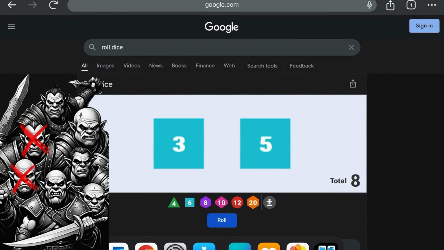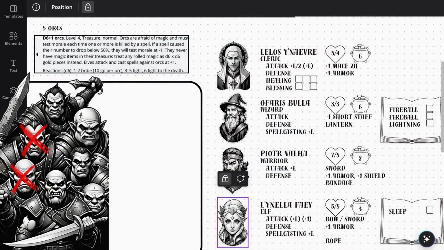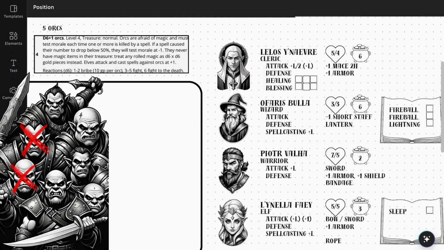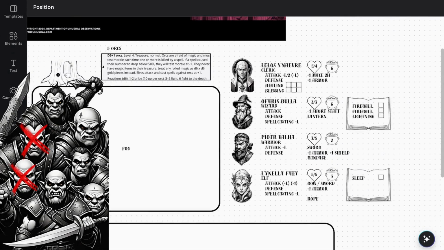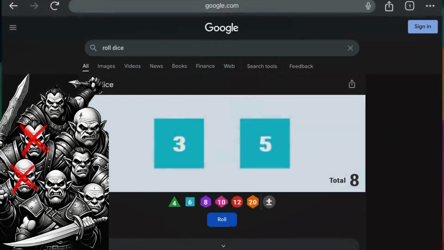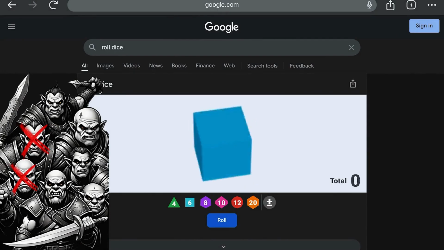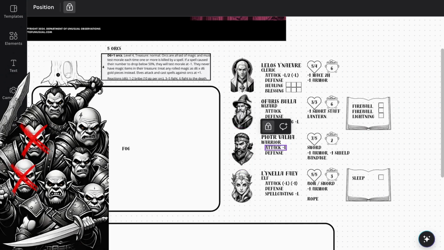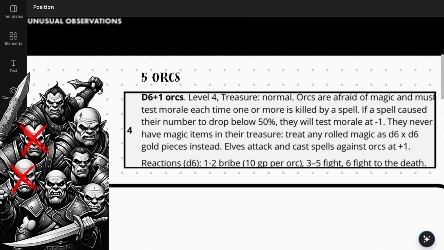3 for Piotr and 5 for Linella, so 5 plus 1 armor, it's enough, and 3 plus 1 is 5, so it is also enough. Okay, now it is time to attack, and Linella is switching from bow to sword, so she cannot attack. Piotr can attack. Let's roll for his attack with his sword against an orc. 3 plus 1 as his level is 4, which is enough for 1 other orc.